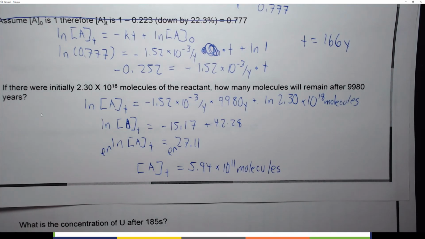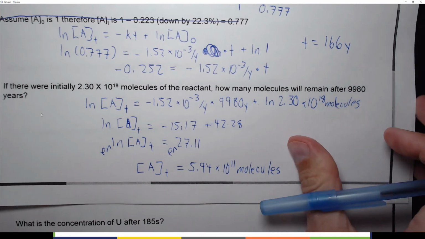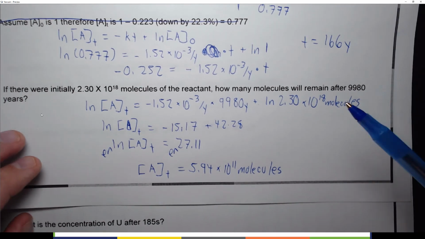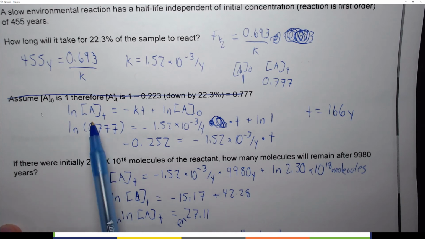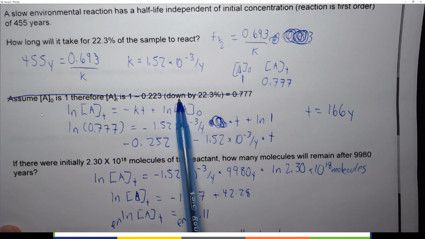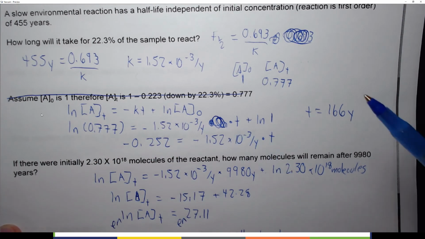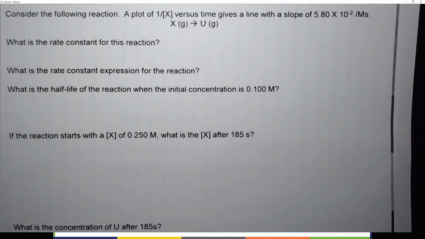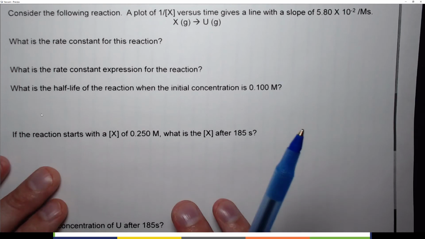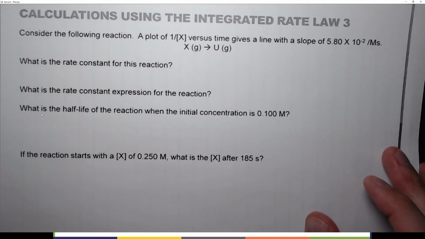All right, so half the battle here is just doing the math. The other half of the battle is making sure we're using the proper equations. So there's a different integrated rate law for a first order reaction as opposed to a second order reaction as opposed to a zero order reaction. To put that into perspective, let's look at an example that's not a first order reaction.